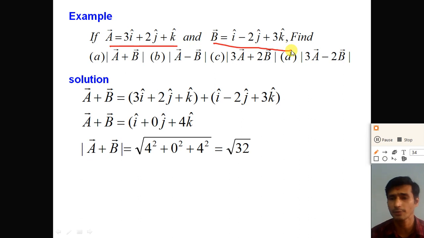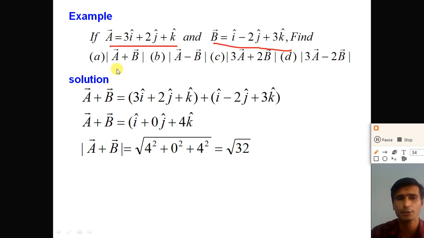But if the component form of the vector is not given to you, and the magnitude of vector A, the magnitude of vector B and the angle are given, you can easily find the component form of the vector. So here, in three dimensions, vector A is 3i plus 2j plus k and vector B is i minus 2j plus 3k.